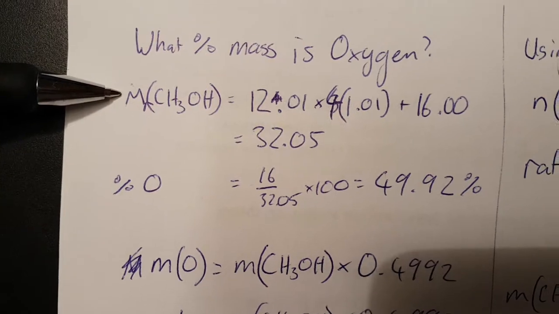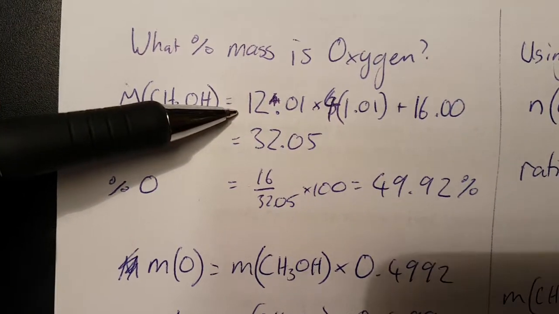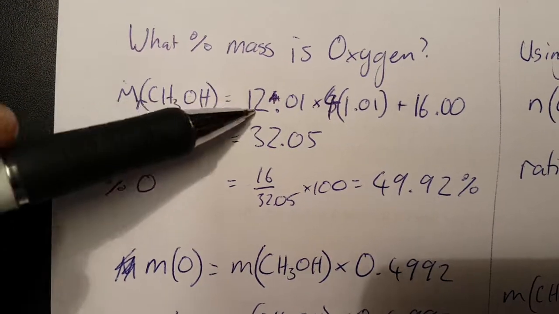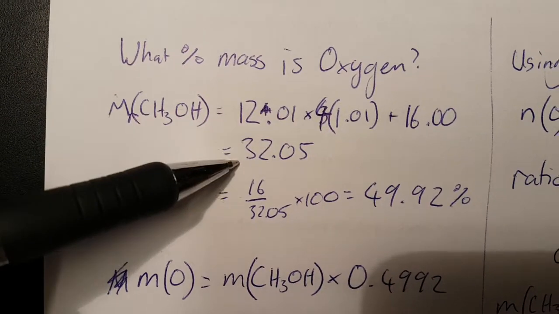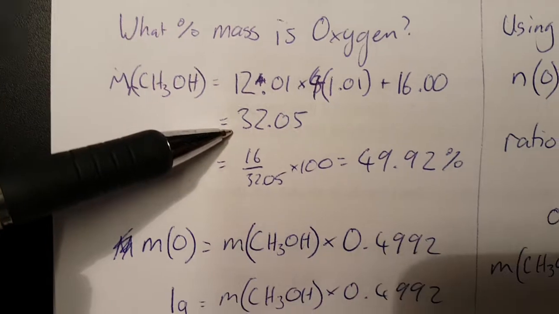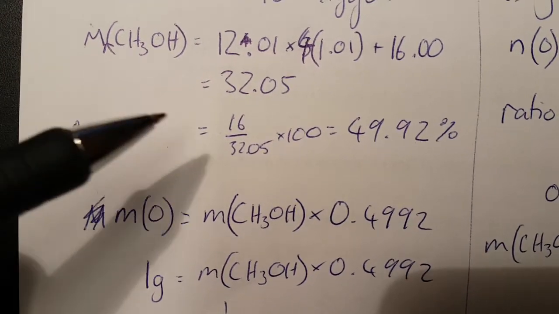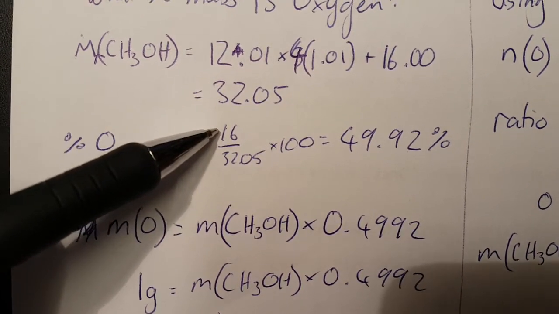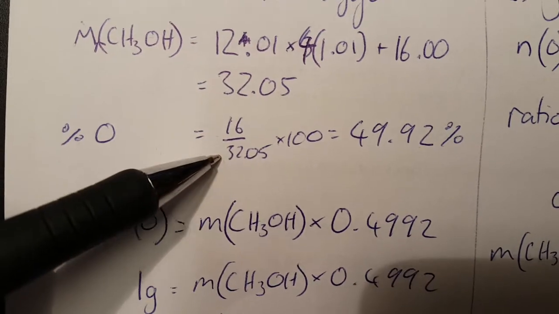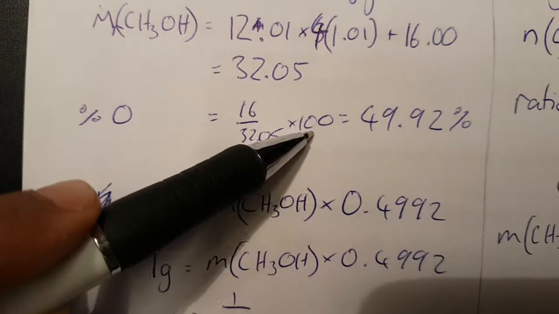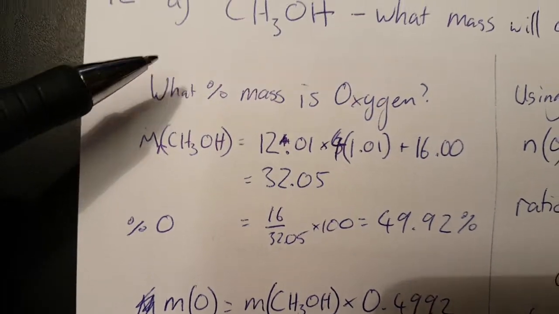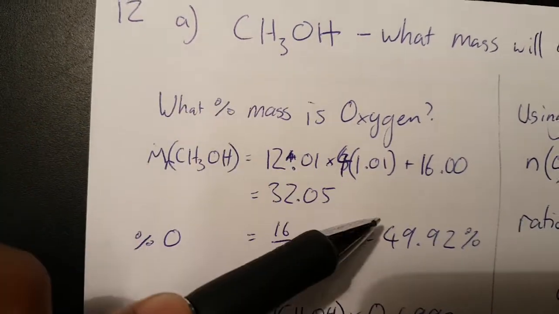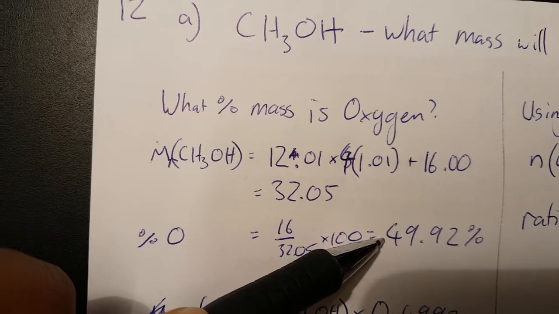So the relative molecular mass, you should be able to calculate 12.01 for the carbon. We have 4 hydrogens here, 3 plus the 1, and then plus the oxygen gives us a relative molecular mass of 32.05. And for a percentage, we do oxygen's contribution, so 16.00 divided by 32.05 times 100 gives us 49.92%. So whatever mass we have of this, 49.92% of it will be oxygen.